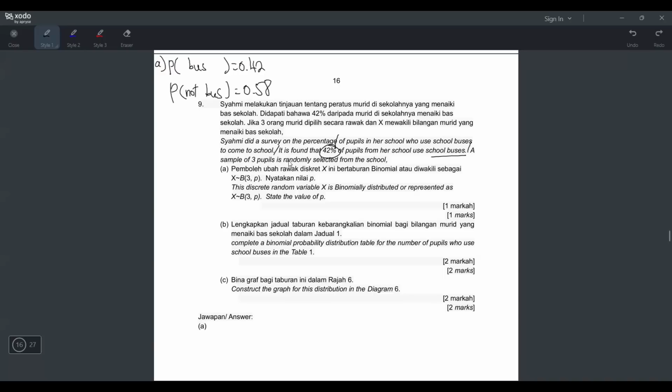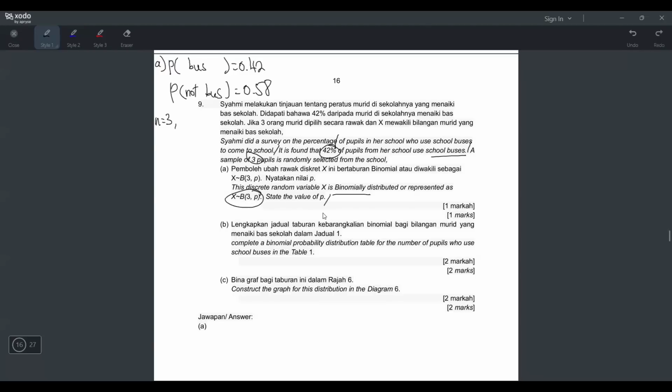A sample of 3 people is randomly selected from the school. So I think the 3 is the n, right? Yeah, the n is 3, right? And then it says the discrete random variable x is binomially distributed, or represented as X ~ B(3, p). State the value of p.